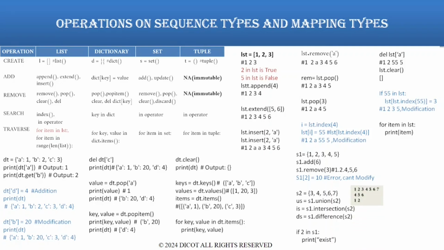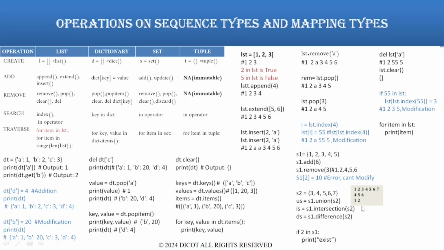The result of the union operation is 1, 2, 3, 4, 5, 6, 7. The result of the intersection operation is 4, 5, 6. The result of the difference operation is 1, 2. These are elements present in S1 but not in S2.